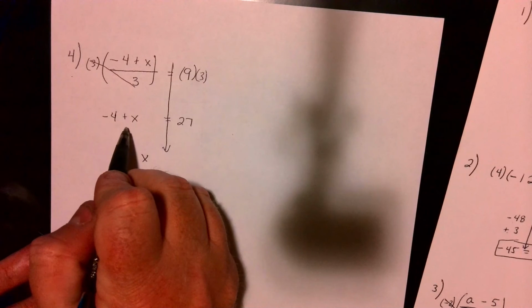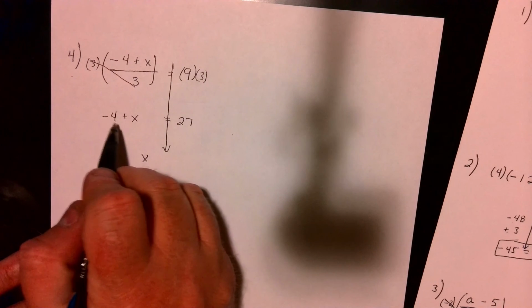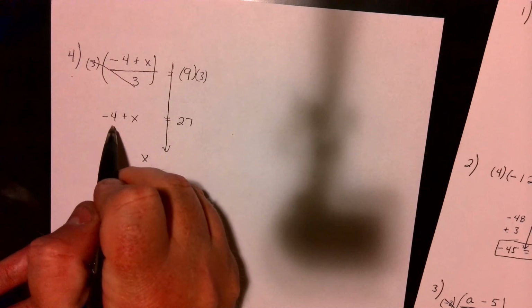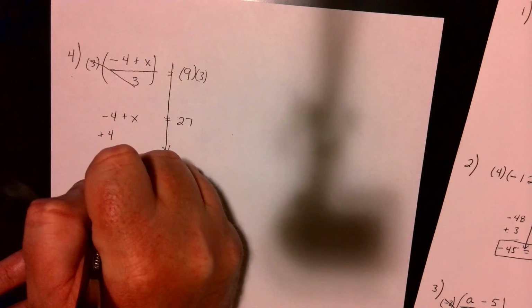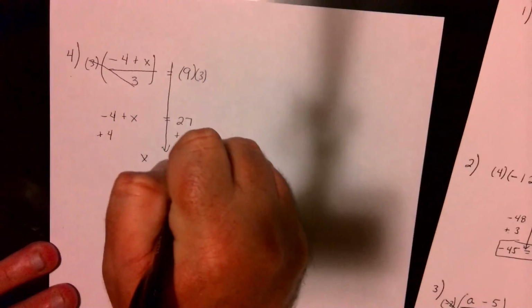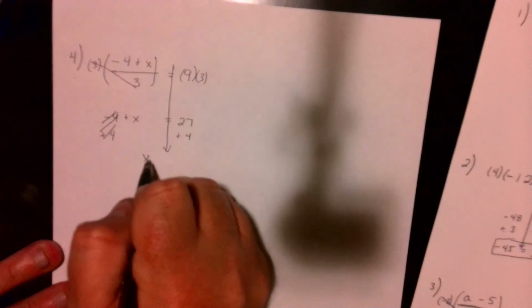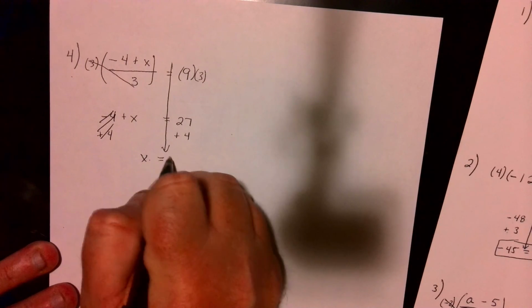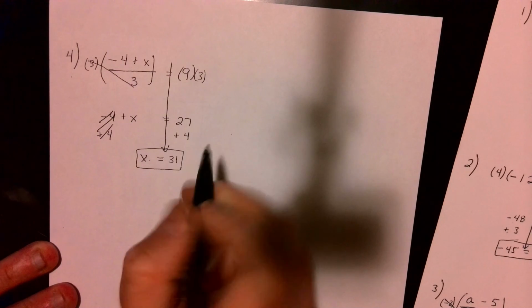Okay, so I want you to think about this. I still need to get rid of the 4 over here. What would I do? Right now it says negative 4. The opposite of that, hopefully you said, was a positive 4 or plus 4. So if I add 4 there, I need to add 4 there. These will cancel out, x is left. 27 plus 4 turns out to be 31.